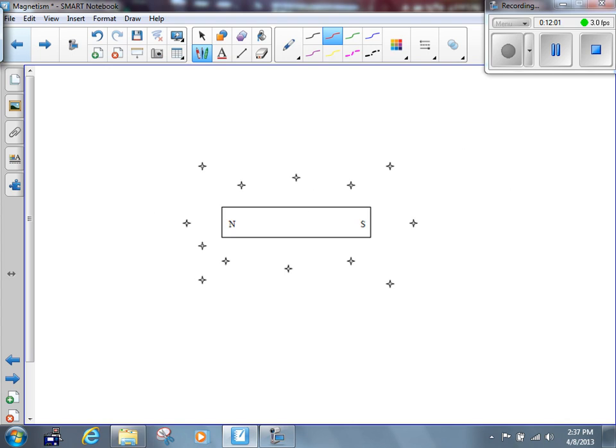These stars represent places where I want you to put a compass. So I want you to put a magnet or 2 magnets, whatever the case may be, in the middle of your desk, away from the edges.